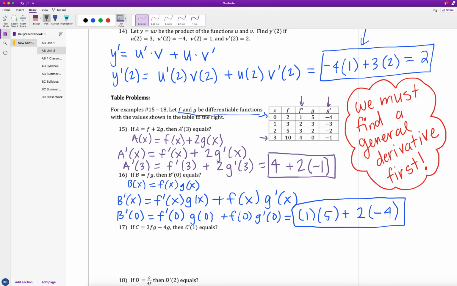So let's look at 17. We have c equals 3 times f times g minus 4 times g. Again, if you want to rewrite it out, this would be c of x would be 3 times f of x times g of x minus 4 times g of x. Now, the 3 and the 4 would not get an of x because those are just coefficients on here. Why don't you guys pause the video and find your derivative of c of x, and be careful to think about any rules that you might need to be applying.